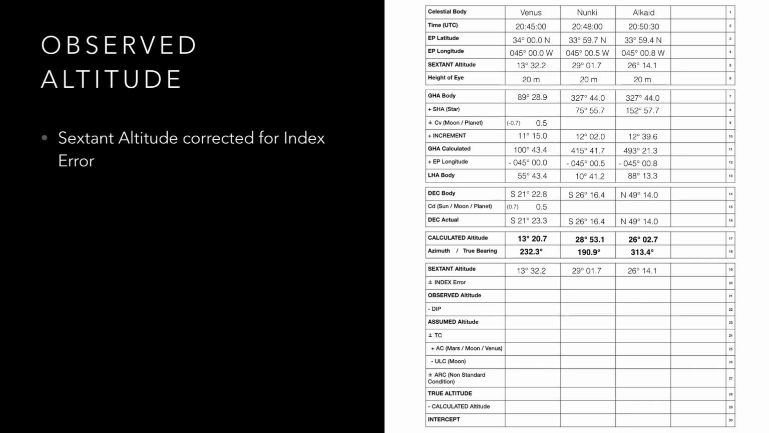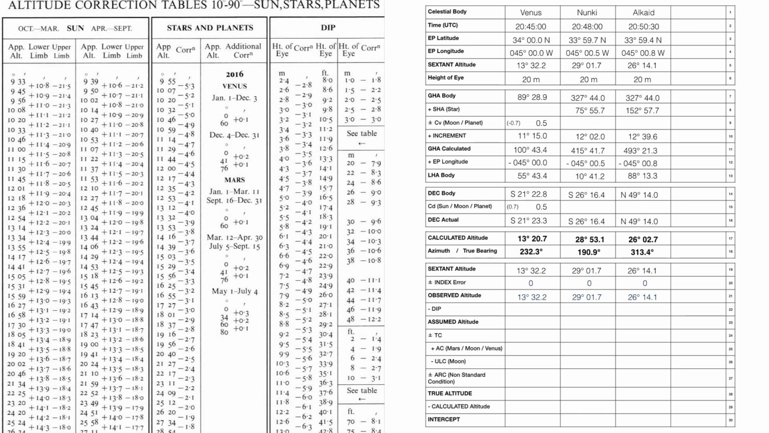As it doesn't make any difference to our process, the index error of the sextant I used was 0, therefore the observed altitude is the same. Dip is the correction we apply for our height of eye to account for the difference between observations at sea level and where we are standing on our ship.